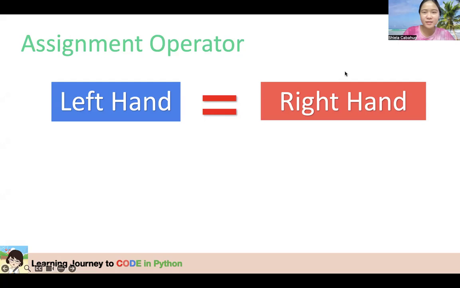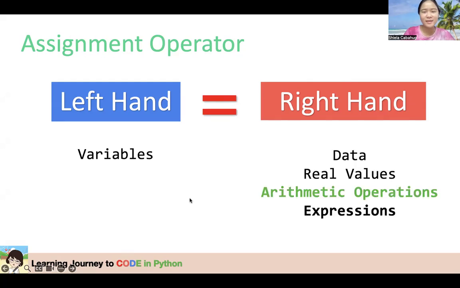What usually happens is on your right hand is always the expression, the data, and on the left hand is always variables. So left is always variables. We cannot do, let's say, 8 equals num. So it's not allowed.